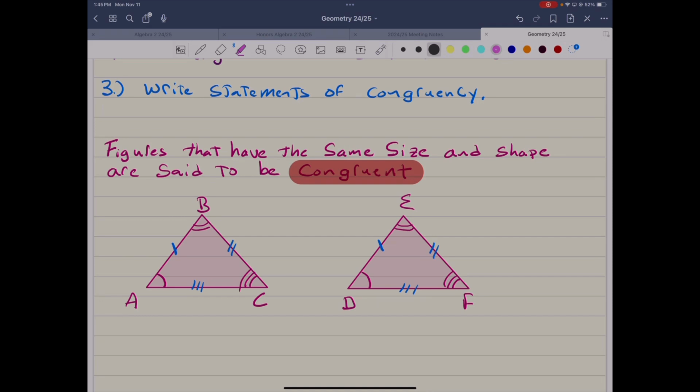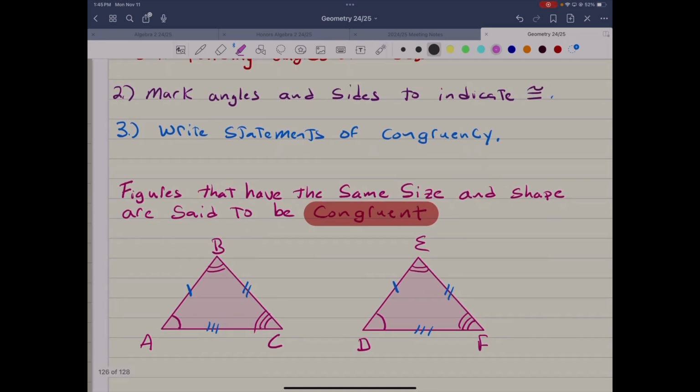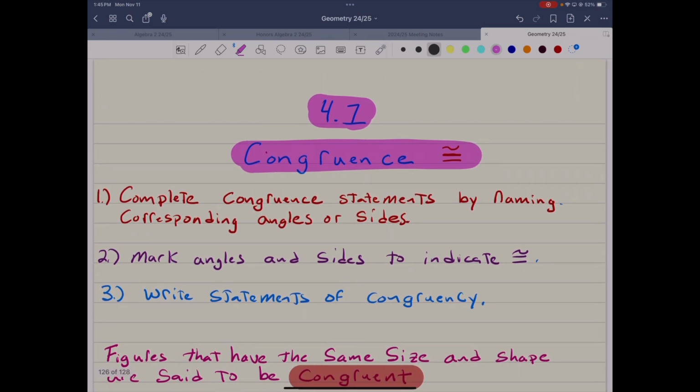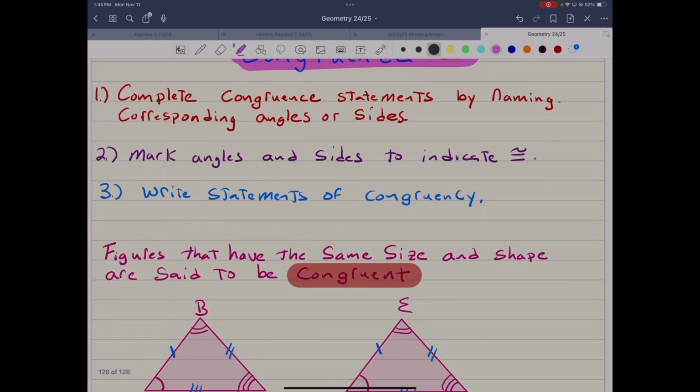Again, the rest of the stuff up there you really don't need for your notes. That's just what we're going to do. Just the 4.1 congruency is all you need. The rest is just what we're going to do for today. No reason to write that down.